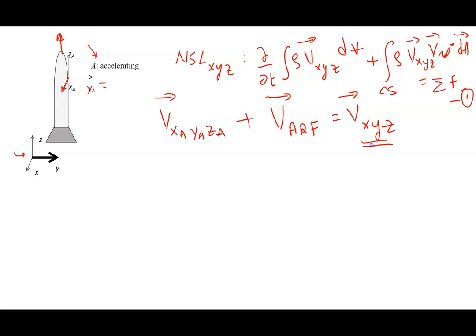So this is the velocity as seen by an observer attached to the ground. This is the velocity as seen by an observer attached to the accelerating rocket. Provided I add the velocity of the accelerating rocket, that's going to give me the velocity as seen by an observer attached to the ground. So if I make this substitution into equation 1, this is what I'm going to get.